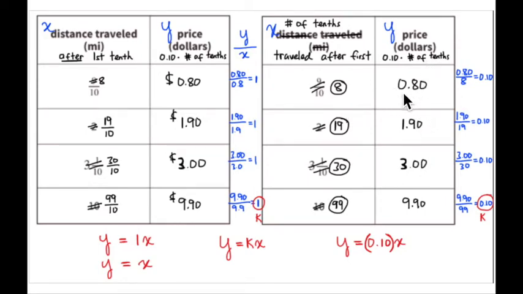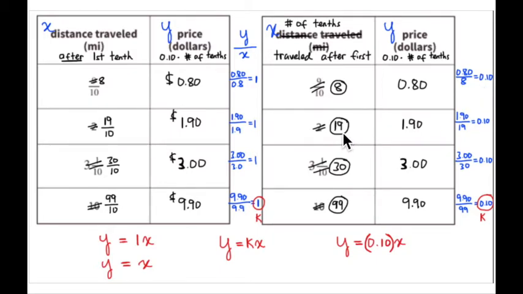So now you make that calculation of the constant of proportionality. So this is this y divided by this x. And in every case, that turns out to be 1/10 or 10 cents. So 80 hundredths divided by 8 is 10 hundredths or 1/10 or 10 cents.